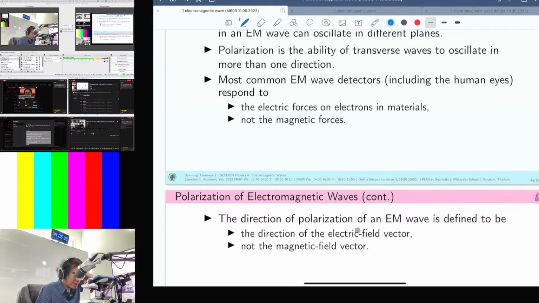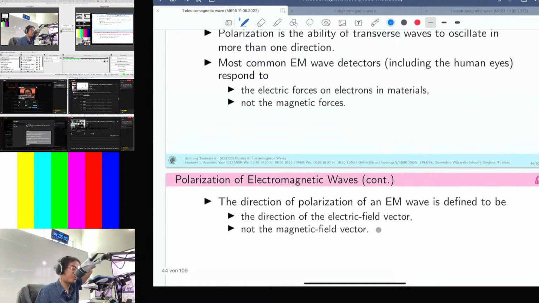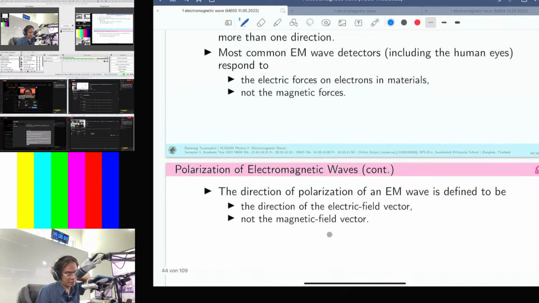So the direction of polarization of an electromagnetic wave is defined to be the direction of the electric field vector, not the magnetic field vector, because the electric field is easily detectable. We can easily detect the electric field rather than the magnetic field. So that's why physicists use the electric field to represent the polarization of an electromagnetic wave.